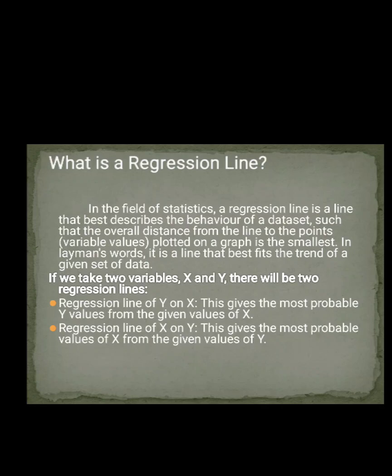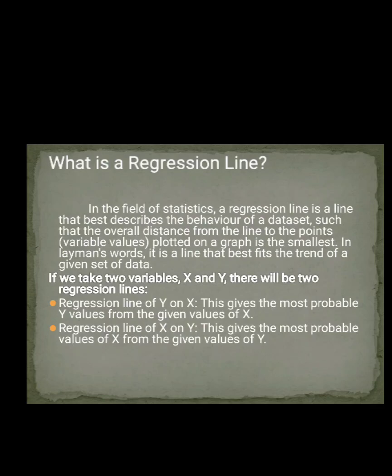If you take two variables x and y, then there will be two regression lines. Regression line y on x: this gives the most probable y values from the given values of x. Regression line x on y: this gives the most probable values of x from the given values of y.